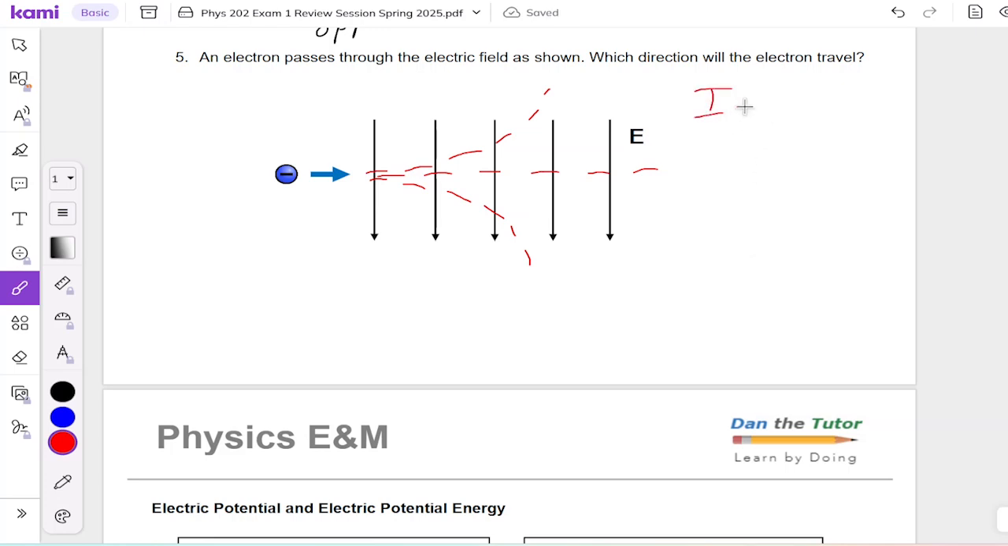And by the way, I forgot to write this, but we're ignoring gravity. Ignoring gravity. Any takers? The correct answer is up. It wants to go up. How come? Because the electric field points down, and the negative charge, because it's negative, is going to go the opposite way as the electric field, because it's negative.